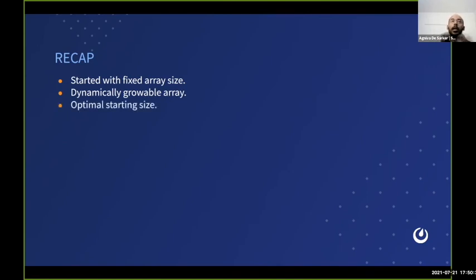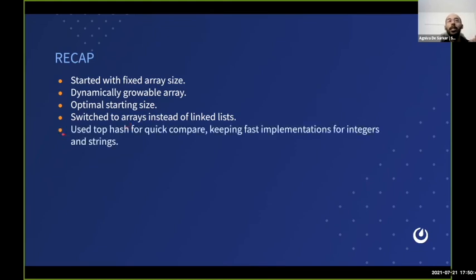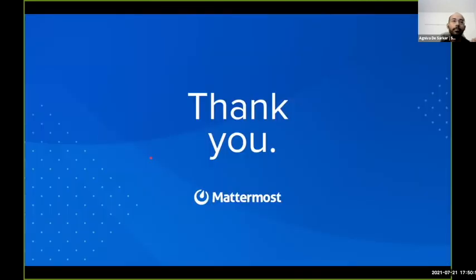Okay, so lastly, let me just recap. We started with a fixed array size, and then we moved on to a design with a dynamically growable array because we need to maintain the size complexity also. And then we decided what should be our optimal starting size. And then we noticed that linked lists have some considerable CPU performance penalties. So we switched to arrays instead of linked lists. And then we decided to use top hash for quick compare, keeping the fast implementations for integers and strings. And that's it.